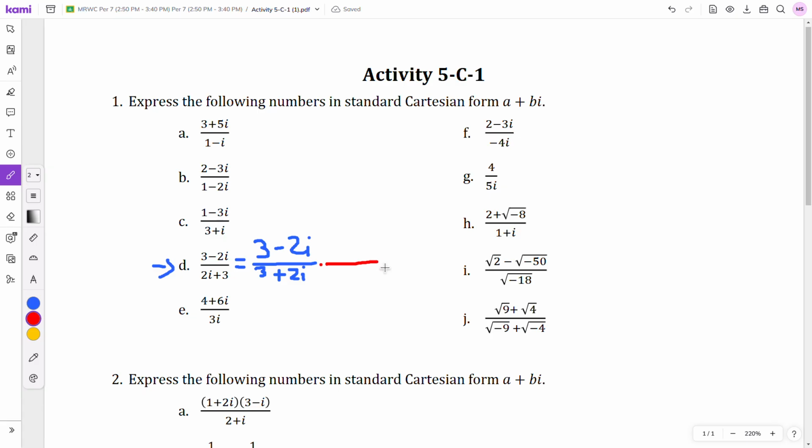So now we need to multiply by the conjugate of the denominator. And in the denominator, we have 3 minus 2i. And if we hadn't put it in proper format, some of you may have gotten it backwards and put 2i minus 3.